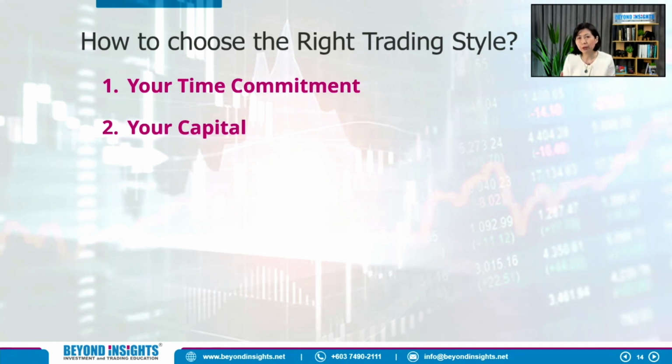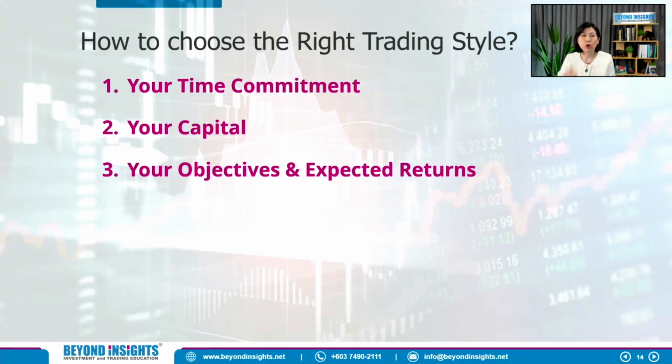As what I mentioned in the earlier slides, the second criteria is your capital. If you have higher capital, then you can go for investing or more mid to long term investing and trading. But if your capital is small and yet you want to compound faster, then you should go for shorter term trading, so you can compound your money faster. The next one is your objectives and expected return, and everyone is different. If you have a high expected return, then a shorter term trading style may suit you more.